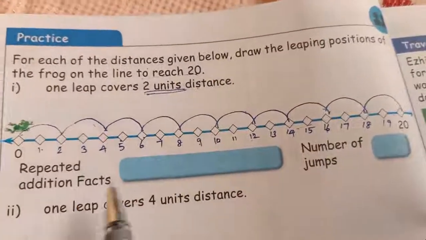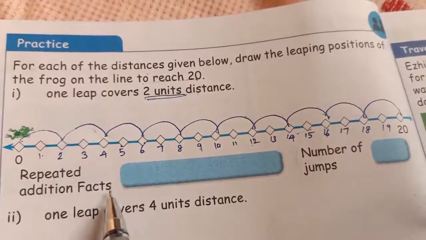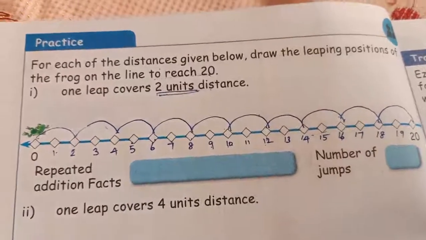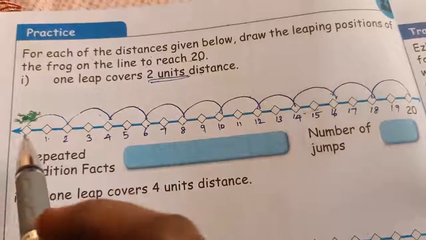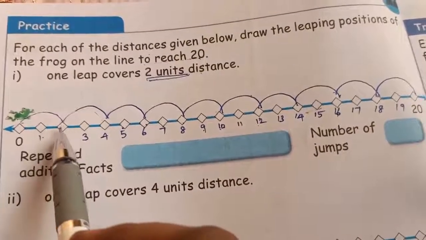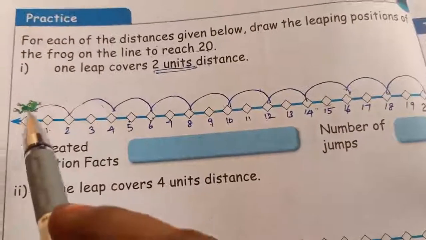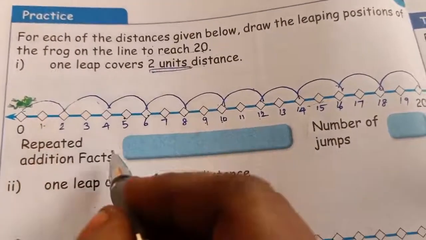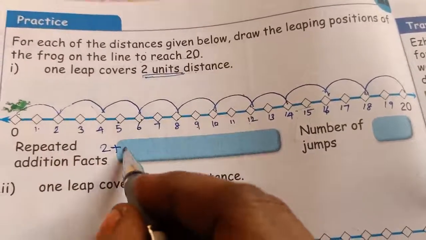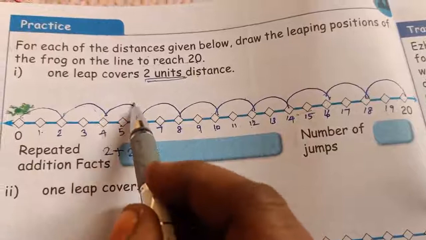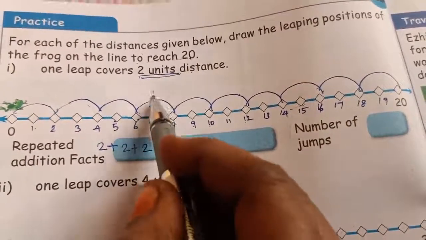Okay, now we have the dash here. Repeated addition fact. Now we can write the repeated addition fact. So how many times? 10 attempts. So we can write 10 numbers. How many 2's can we write here? 10. See, first 0 to 2. So that is 1 attempt. So 2 plus. Next this one, again 2 plus. Next 4 to 6, so this 2 plus. Next this attempt.